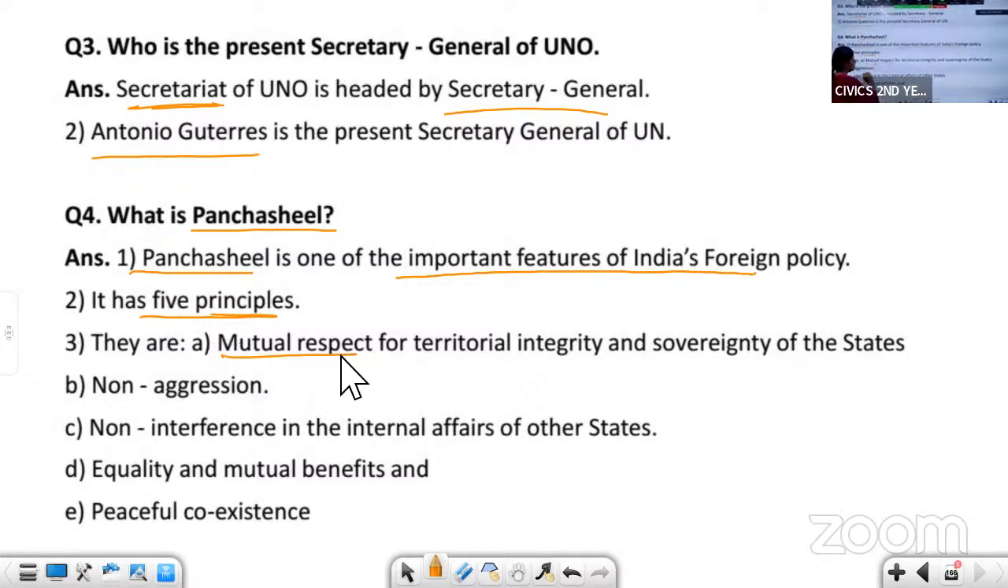Mutual respect for territorial integrity and sovereignty of the states. Then non-aggression, non-interference in the internal matters or affairs of other states, equality and mutual benefit, and peaceful coexistence. So these are the 5 principles.